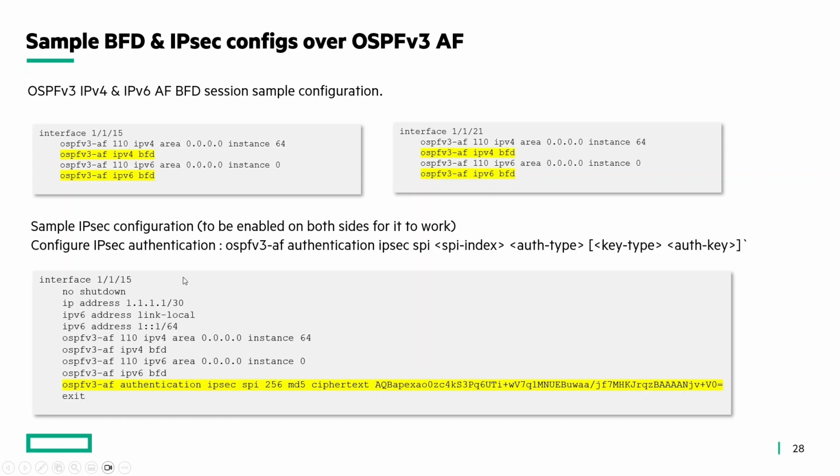Following this is the sample IPsec configuration, which is to be enabled on both the sides for it to take effect. So under my interface config again, I have OSPFv3 AF authentication IPsec and the SPI and SPI index, the auth type, and then the key type is either ciphertext or plain text, and the auth key.